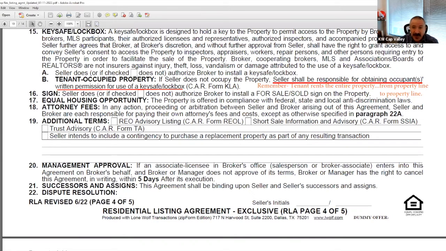And if you step onto that lot and you don't have permission from the tenant, that's trespassing, both civilly and criminally. So make sure if there's a tenant that's going to be in the property when you're selling it, you get this form KLA done, and you give the tenant proper notice and all that good stuff. When I'm listing a property, I always try to get the seller to allow a sign, which means I do not check this box here.